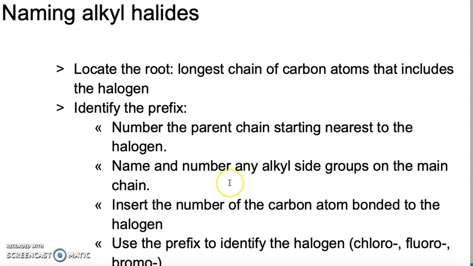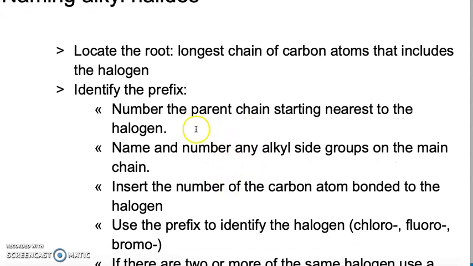So your prefix, just like always, you're going to number the parent chain. So for the most part, you're still following the same rules. You want a number so that you get the lowest possible number. Okay, so if I start numbering from the left side and something's at 2, and I number from the right side, something's not till 4, a 2 is smaller than a 4. So we are going to follow that order, okay?